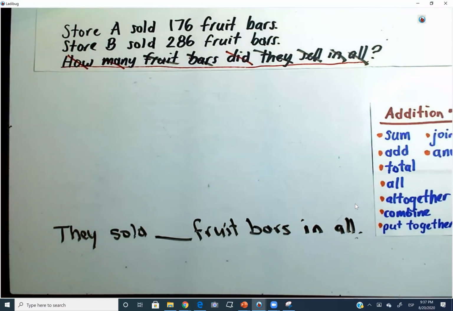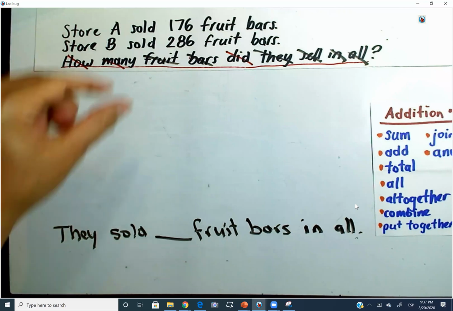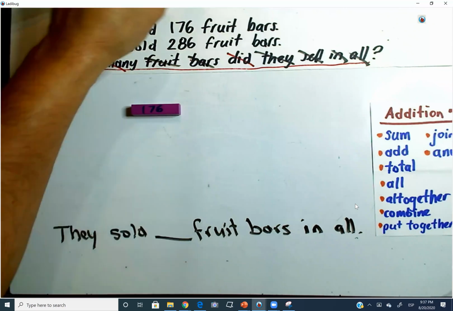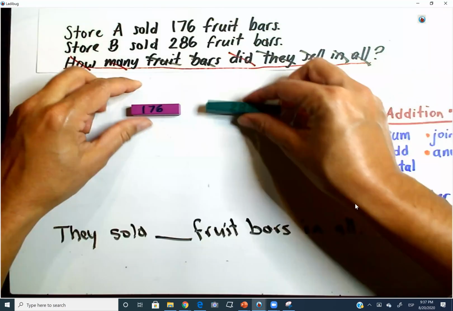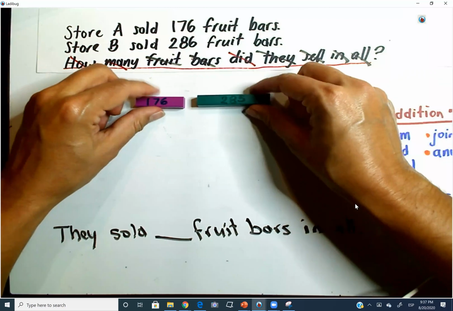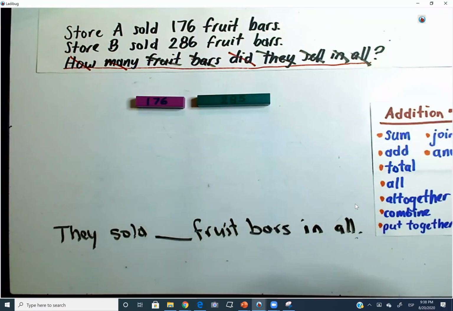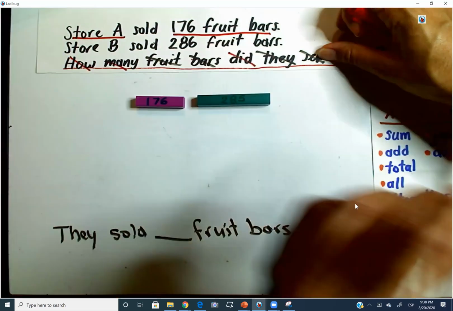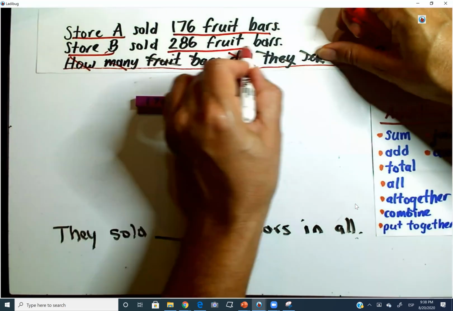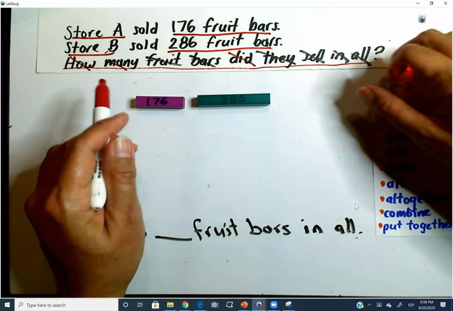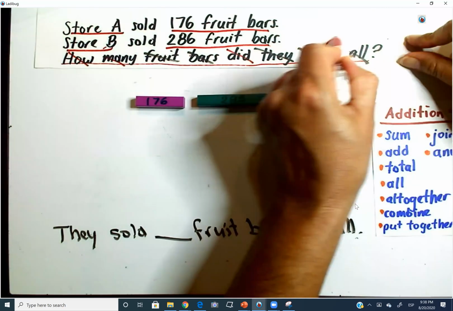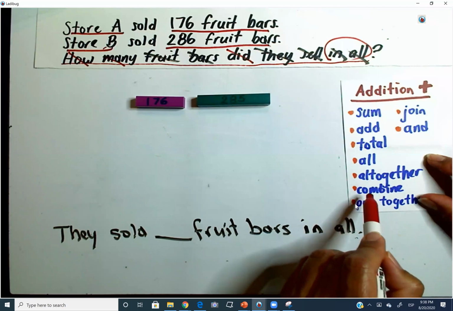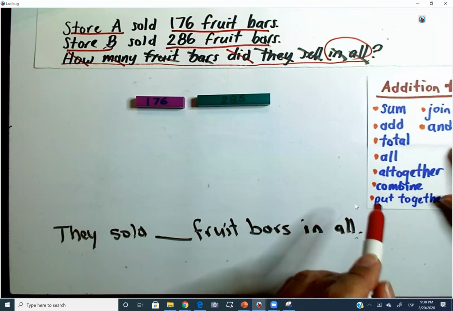So let's use the bars to represent the problem. This bar is going to represent the 176 fruit bars. And this bar is going to represent the 286 bars. Now, because this is store A, which has 176 fruit bars, and store B has 286 fruit bars, and they want to know how many in all, this is important, in all, we're putting them together, we're combining them, we're joining them. That means we have to add.